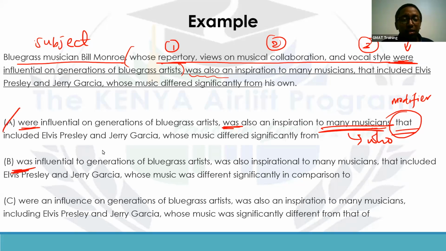B, "was." Remember, this is a plural subject. And then here we have "was." So of course we have a subject verb error. So that is automatically out. C, "were," so that's okay. An influence on generations of bluegrass artists. So the musician was also an inspiration to many musicians, including Elvis Presley and Jerry Garcia, whose music was significantly different from that of his own.